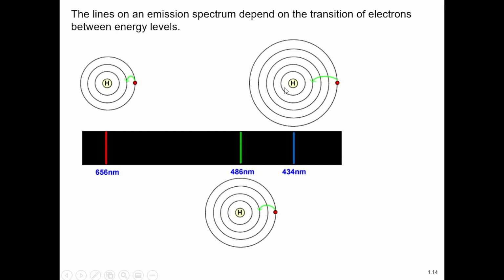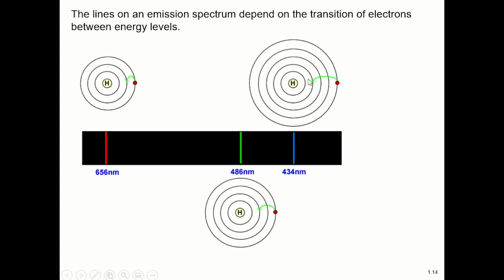If we have a look at this one here, again, we're dropping back down to the same shell of electrons, but it's been excited further away from the nucleus. So it's got a greater distance to come down, and that gap corresponds to a photon with a wavelength of 434 nanometers. So these are distinct jumps.